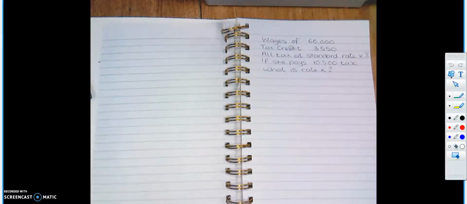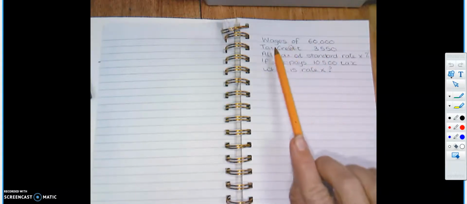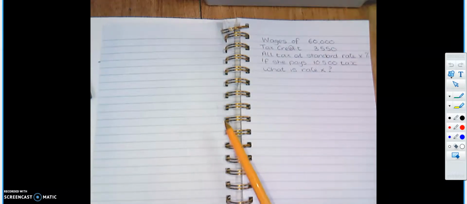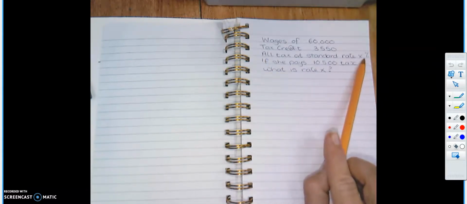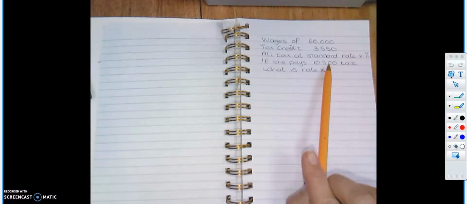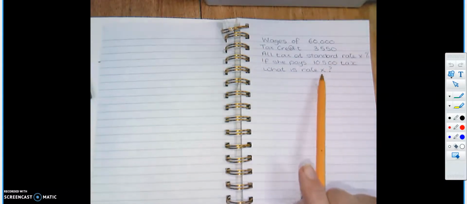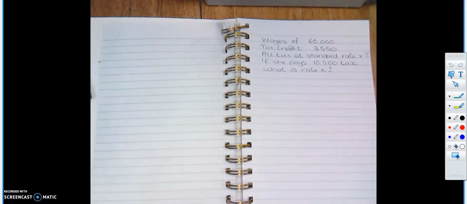Okay, for a slightly different question on tax and wages, if you got told a person had wages of 60,000 euros a year, a tax credit of 3,550 a year, but the person pays all their tax at a standard rate. We aren't told that rate though, the rate is X%. We are told how much tax they pay over the whole year though, so you have to calculate what the rate is. So, when you think about it, the person we know is earning 60,000 a year, right? He or she, in this case it's a she, will be paying tax on all of that at X%.